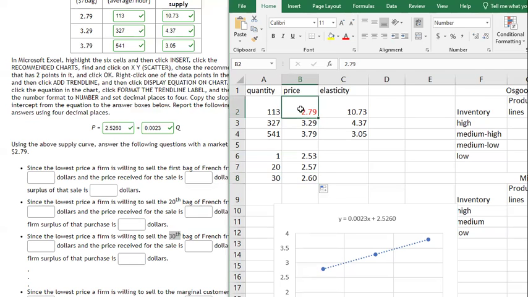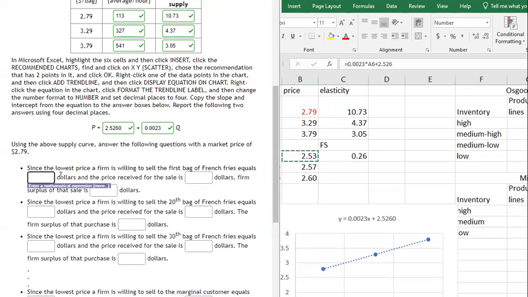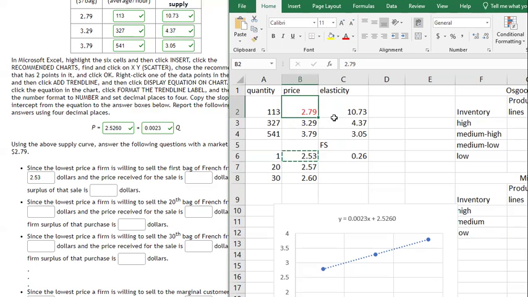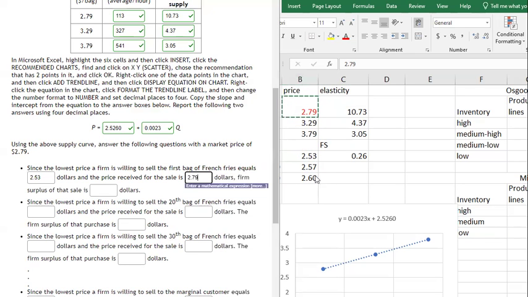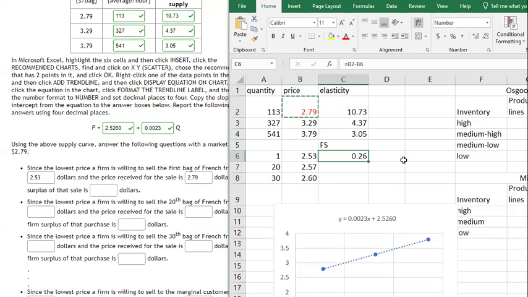Now, if the market price is $2.79, what is the firm surplus? The firm surplus is the difference between the price that they get to sell it for minus what they would be willing to part with it for, right? And the firm wins in this case. They win, right? So they're willing to sell this first box for $2.53. They get to sell it for $2.79, and their surplus is 26 cents.